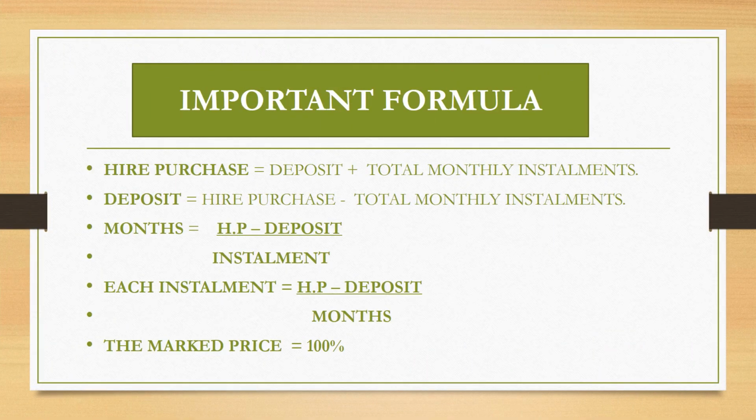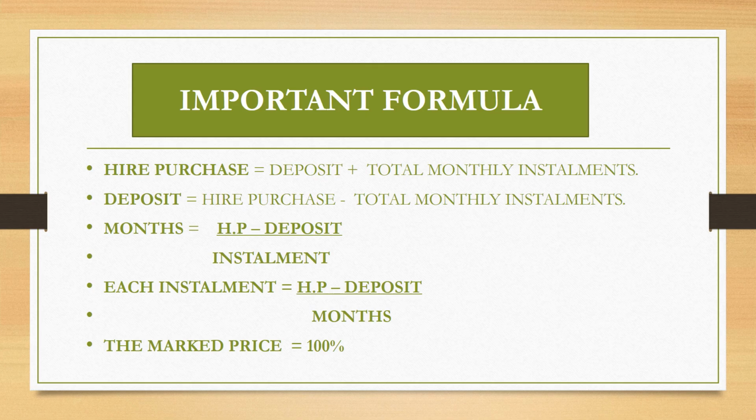Formula: last time we said hire purchase is equal to deposit plus total monthly installments. If someone asks you to find the deposit, it's the hire purchase minus total monthly installments. Number of months is equal to hire purchase minus deposit over monthly installment. And if you want to find each installment, it is also hire purchase minus deposit over the number of months.